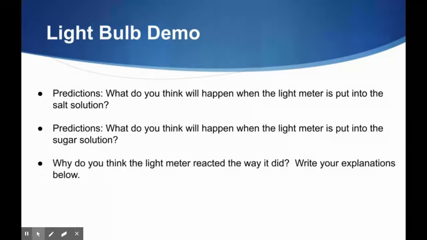Okay, so the YouTube video showed quite a few different solutions and how they reacted to the light meter. But I want you to think about why the light meter reacted the way that it did. Why did it light up in the salt solution? Why did it not light up in the sugar solution? What's the difference between those two compounds?